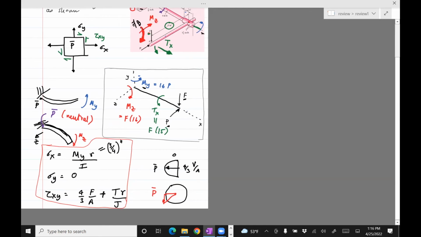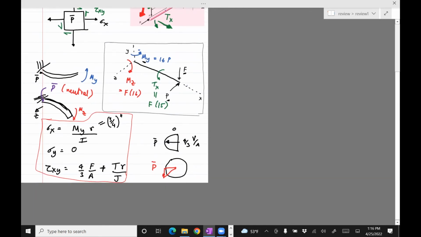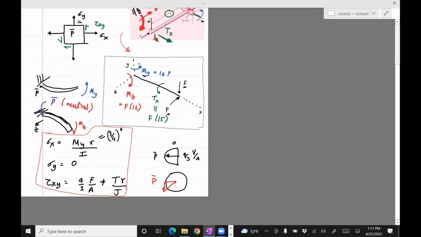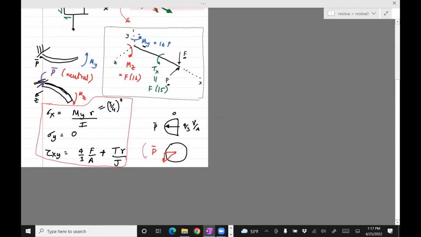Professor, just a quick question. Yeah. How did you get, I understand the F is acting downwards, that's why it's negative. Why is the torque negative? Yeah, so if you look at this torque, you can see this arrow. This arrow suggests that this is going to rotate this way, or counterclockwise. Counterclockwise on this figure is like so, and so the stress would be downwards. Makes sense. Thank you.